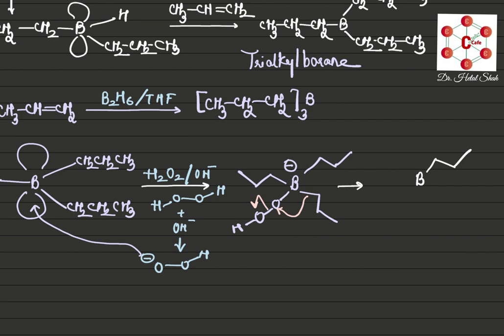Now, what do we have here? Instead of having simple alkyl group, now you will have O and then this. And this would still remain as it is, plus OH minus. It is alkaline medium. All okay? Repeat 2 more times. There is enough H2O2 given. So repeat 2 more times.